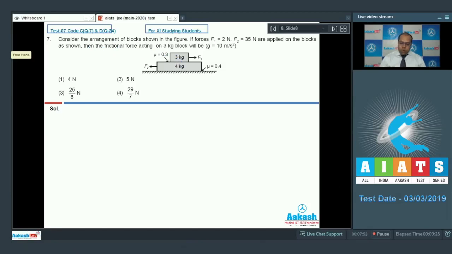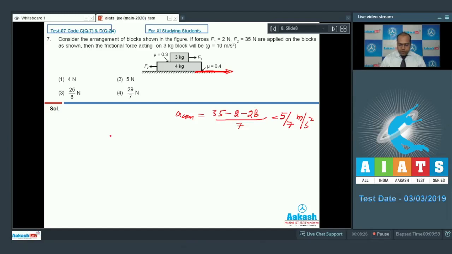So if I calculate the common acceleration of the given system, it can be written as F2, that is 35, minus F1, that is 2, minus the frictional force acting at this surface in this direction. So the maximum friction is 28, divided by the total mass of the system, that is 7. So this comes out to be 5 by 7 meter per second square.